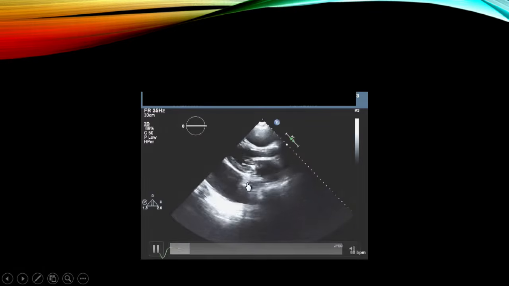Here, I want you to focus on this echolucency, which is circular. This is the descending thoracic aorta.